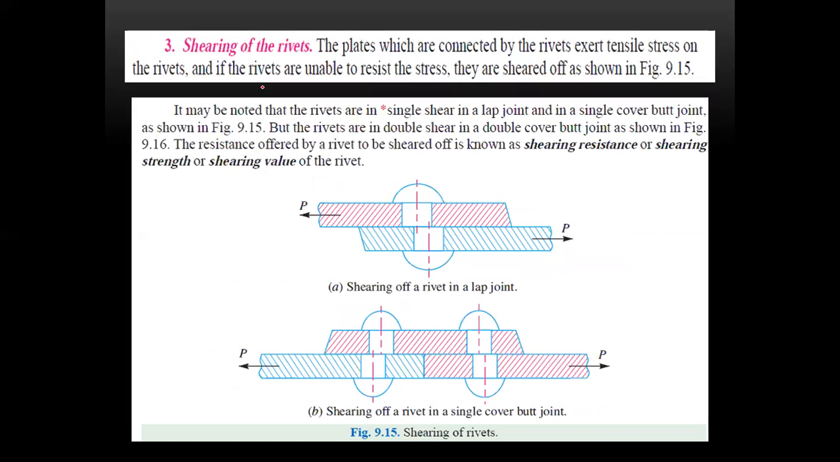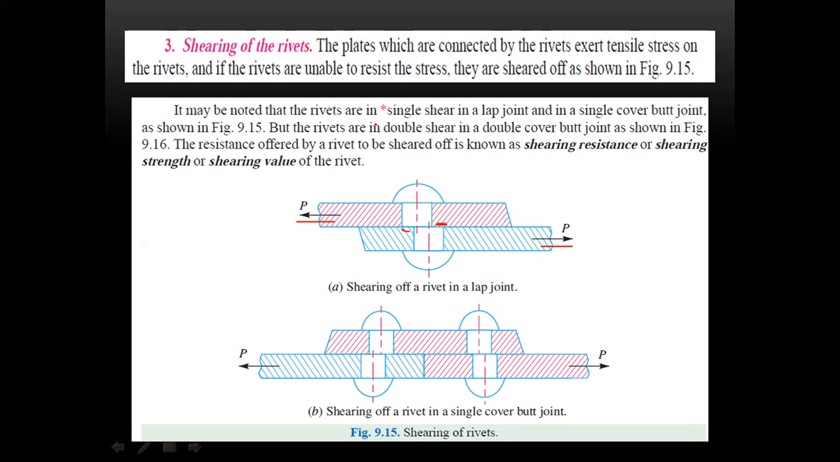Next, coming to the shearing of the rivets. The plates which are connected by the rivets exert tensile stresses on the rivets, and the rivets are unable to resist the stress. This is known as shearing of the rivets. Whenever you apply tensile forces in opposite directions to the two plates, obviously shearing takes place. Here a mismatch has occurred. So this is nothing but shearing of the rivets.